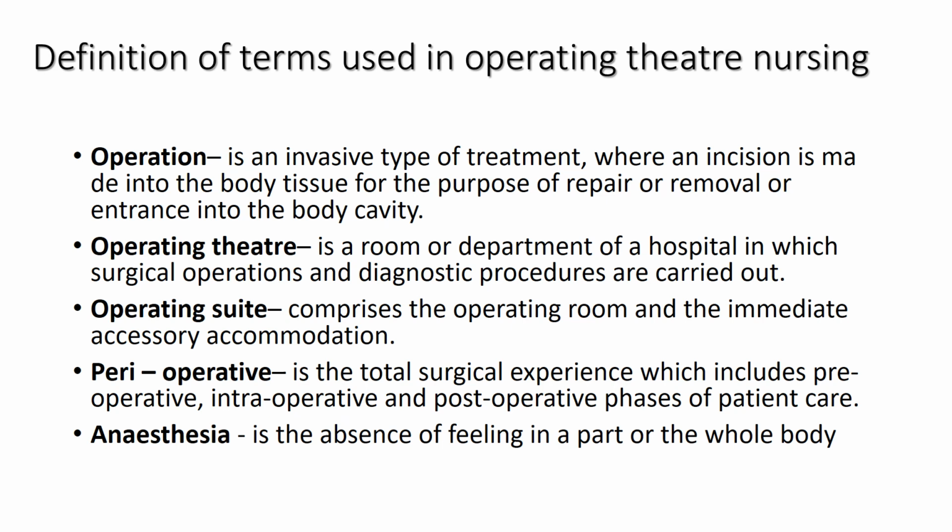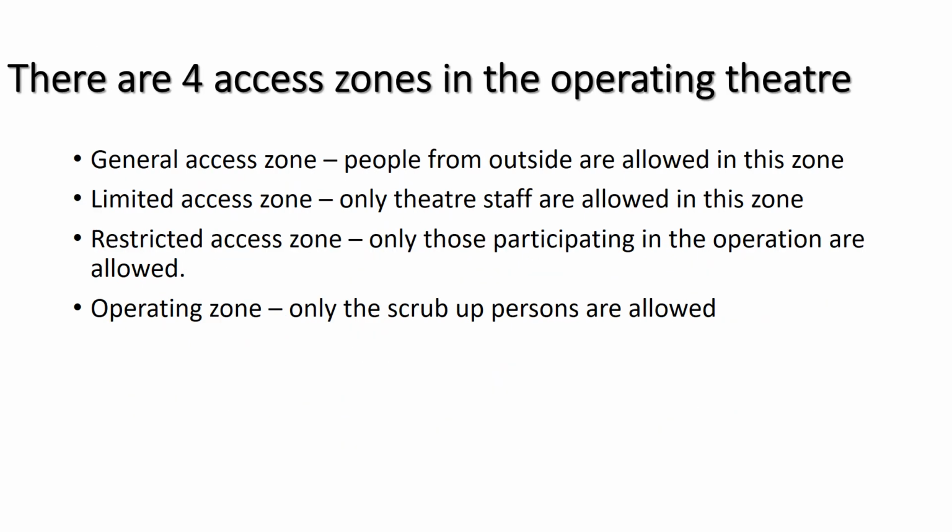Now, what we need to know is that the operating theater is made up of four access zones. All right, it is made up of four access zones, the operating theater departments. Under the environment, there are two types of operating rooms. The first one is called single theater suite, and the other one is called twin theater suite.